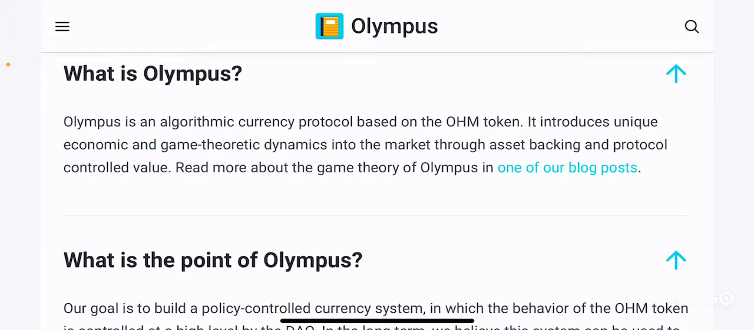Again, in order to summarize what this all means, it's basically an algorithmic cryptocurrency that is based on the Ohm token, right? So the Ohm token is basically their native currency on their platform, and it tries to introduce economic incentives combined with game theory in order to create a valuable cryptocurrency which will retain its value, right? So that's basically the whole point of Olympus.